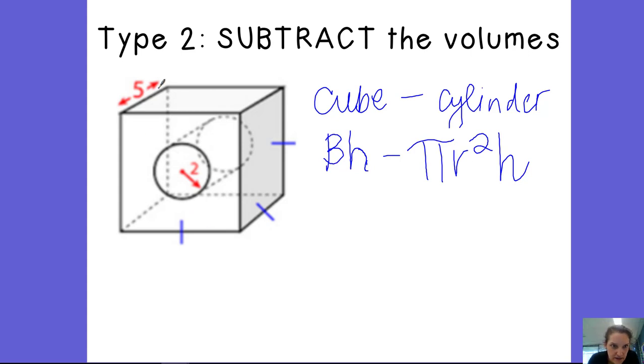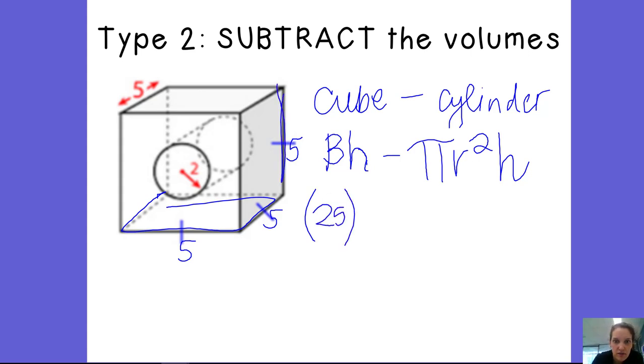The area of the base, well, this is 5, then this is 5, then this is 5, and this is 5, and this is 5. So the area of the base is just this square right here. 5 times 5 is 25. And then the height of the cube is also 5. Then I'm going to subtract the volume of the cylinder, pi. The radius of that cylinder is 2.